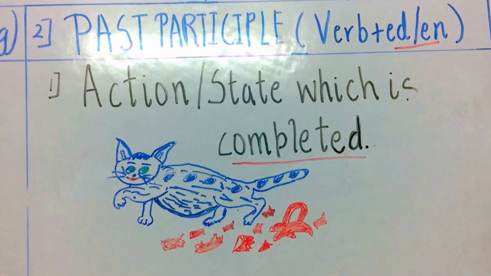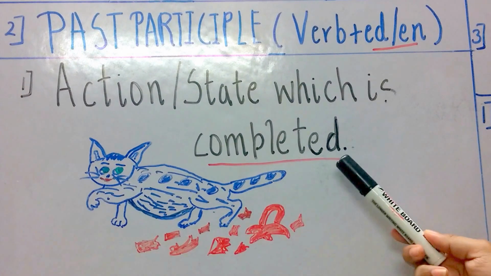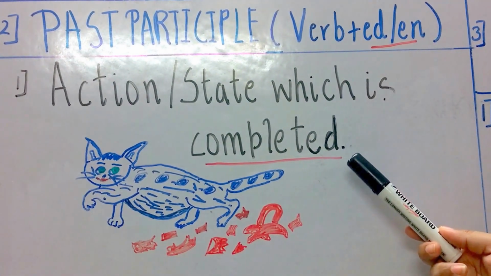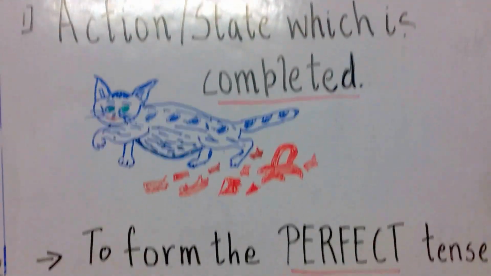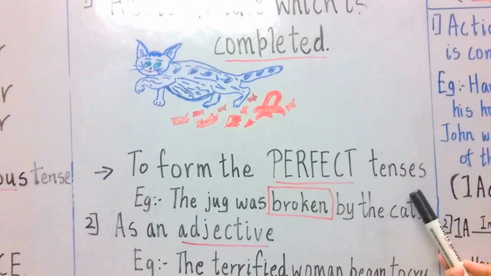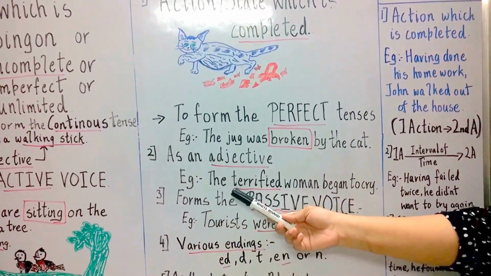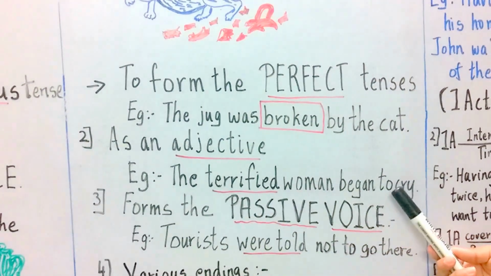The past participle shows an action which is completed. For example, we see the jug was broken by the cat. It helps to form the perfect sentences. We can also use past participle as an adjective. Example, the terrified woman began to cry.